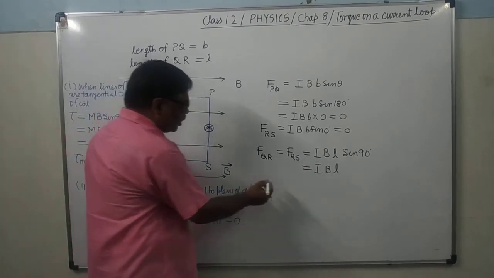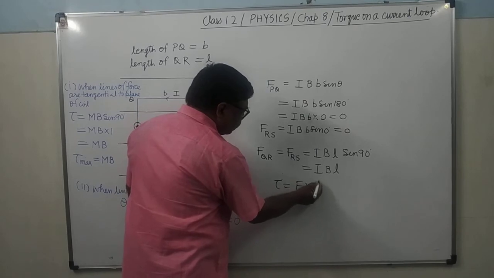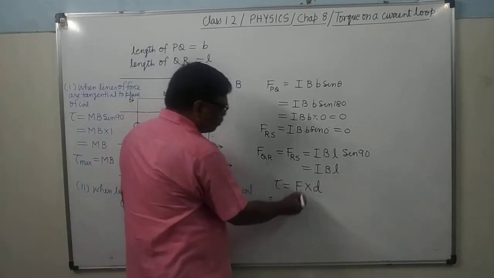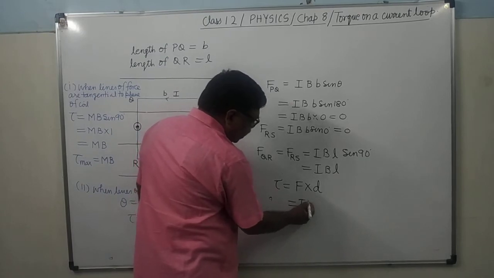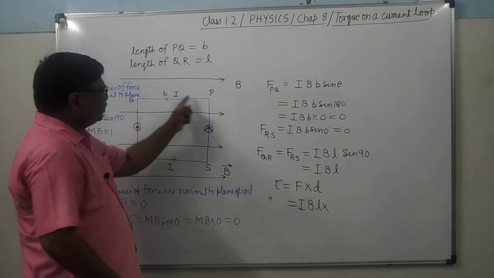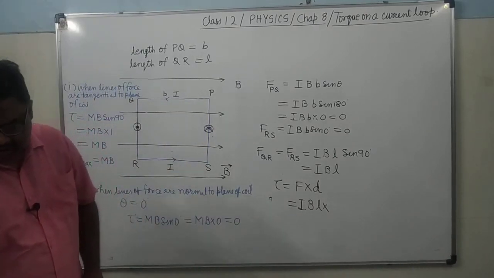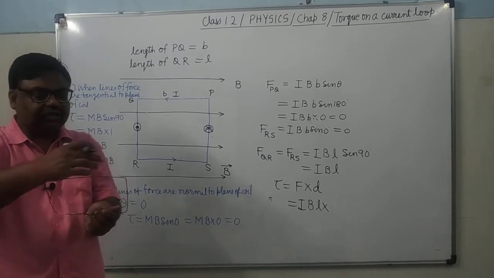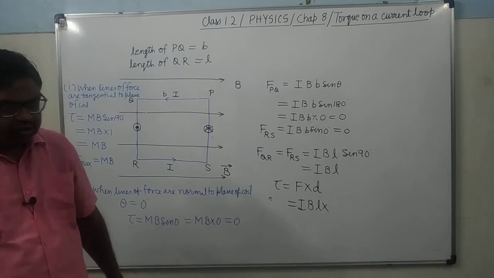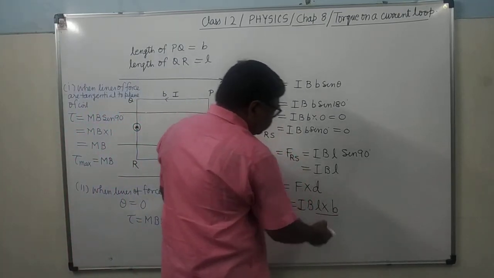So what will be the torque? One of the force multiplied by distance between them. So force is IBL, and perpendicular distance between them is equal to PQ here. It's clear? This is the perpendicular distance between the line of action of both the forces. So it is small b. What is L into small b?